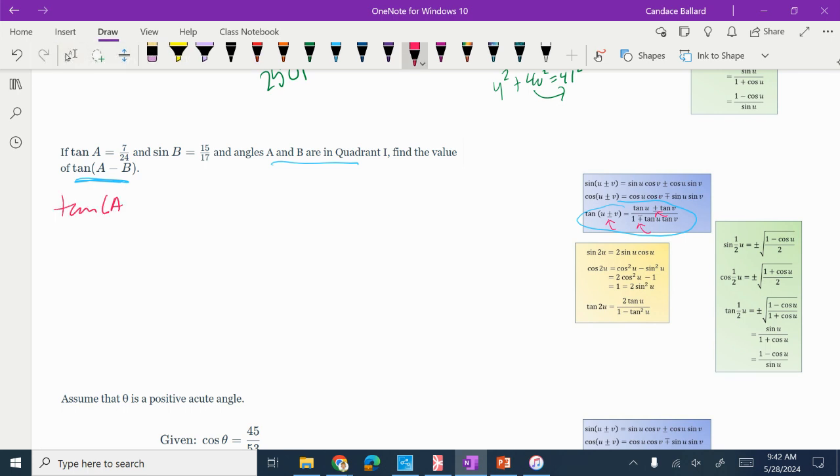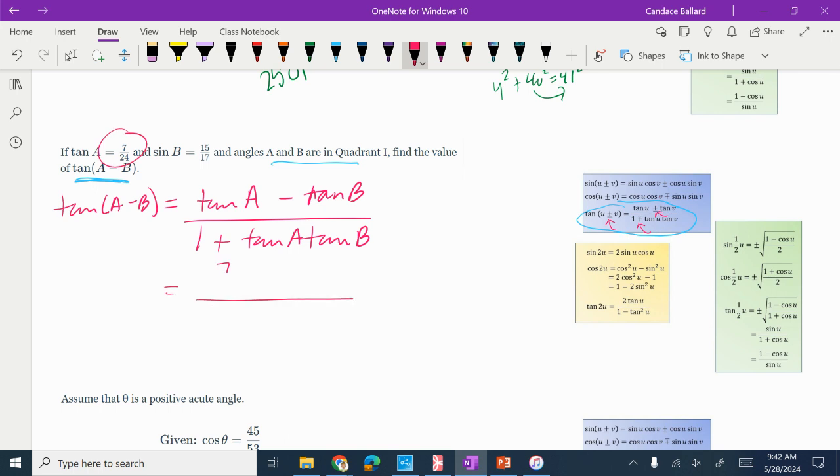Tangent of A minus B equals tangent of A minus tangent of B over 1 plus tangent of A times tangent of B. Well, I know tangent of A, so I could drop that in there. So I get 7 over 24 minus, I don't know this, 1 plus 7 over 24, and I need to find tangent of B. Well, I'm going to have to use my triangle for this. I'm going to get out my triangle.